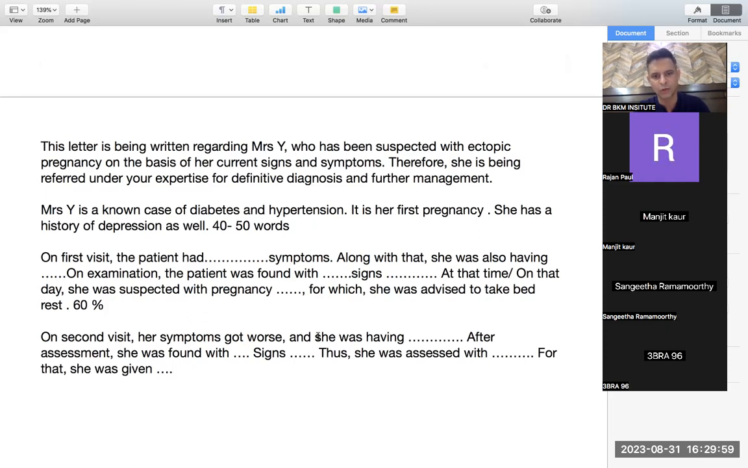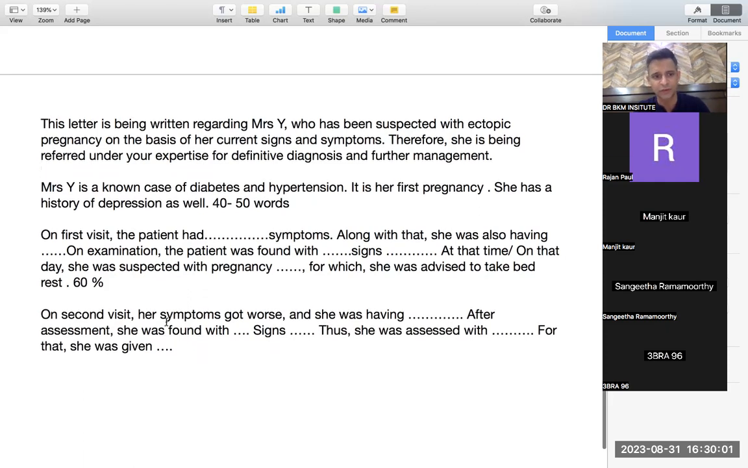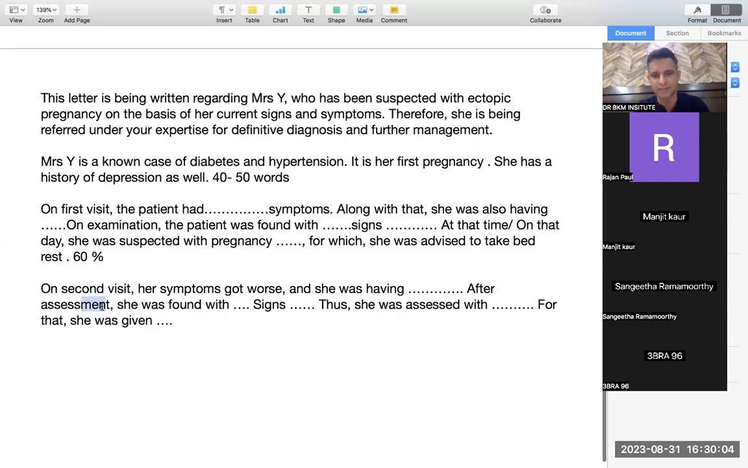So this is again almost a similar kind of paragraph, just shuffling small words like after assessment and thus. The rest is pretty much the same. And this I used as a connector with a comma, for which over here I use the full stop, and in place of for which I said for that. So there are only three changes: after assessment, thus, and for that. I use the full stop instead of a comma. Rest all same.